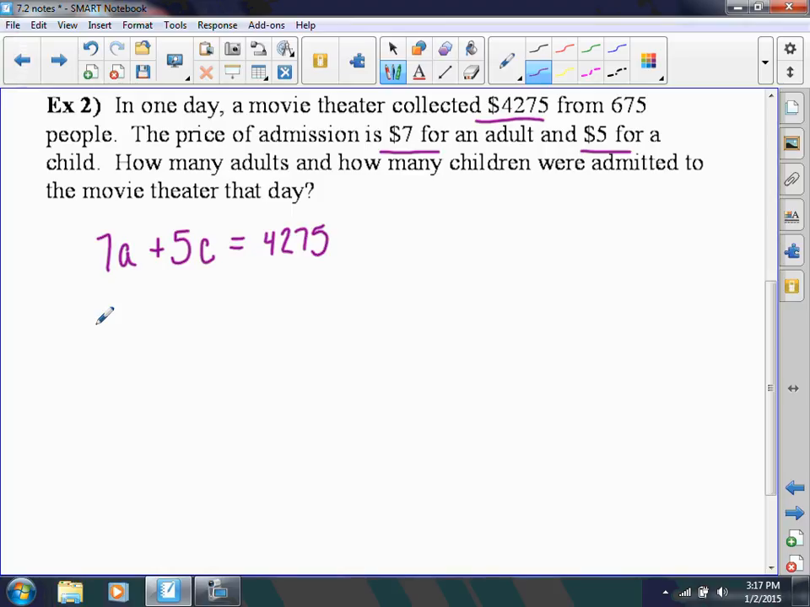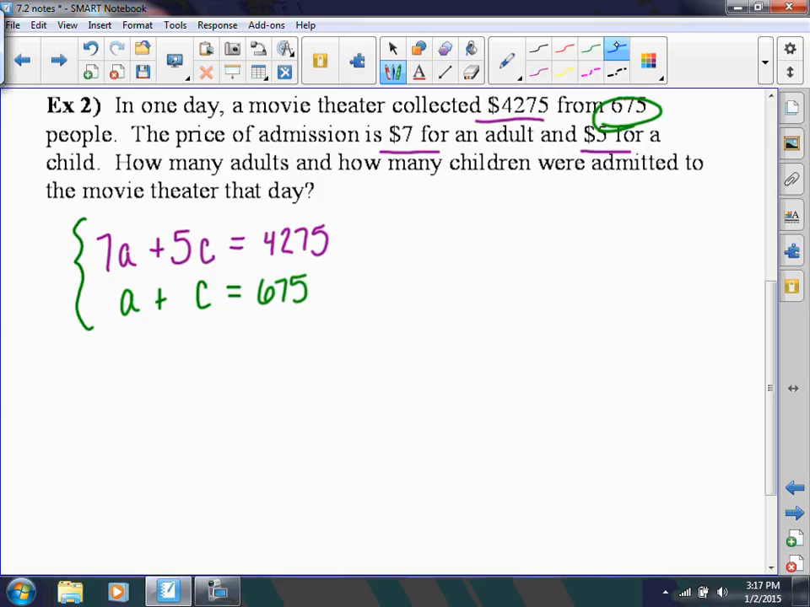Now the other piece of information we have is about the number of people, the 675. They had 675 people all together. So that is all the adults and all the children. There were 675 of them. So that is going to be our system of equations. Okay, so you want to look for a money equation and then a thing equation in this case. And the thing is the people.